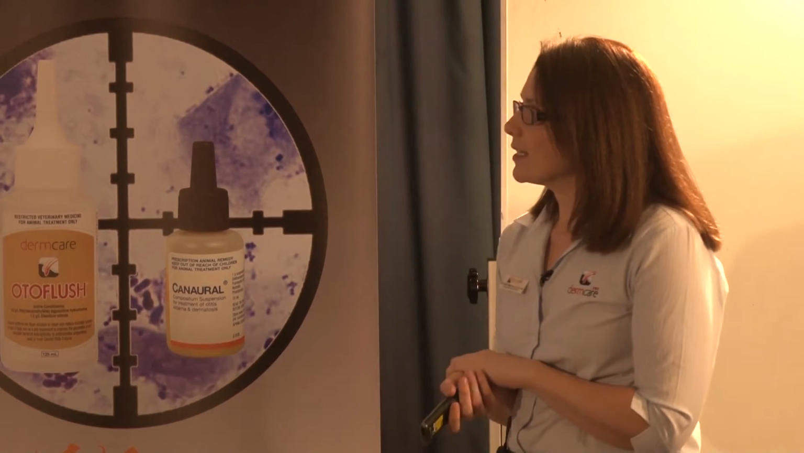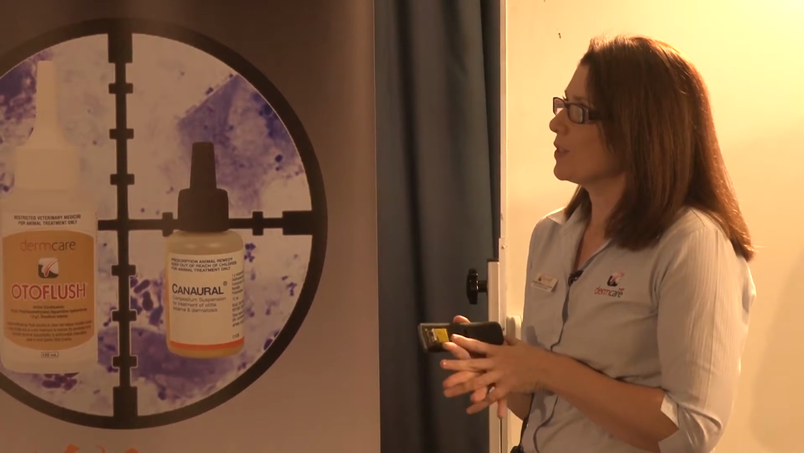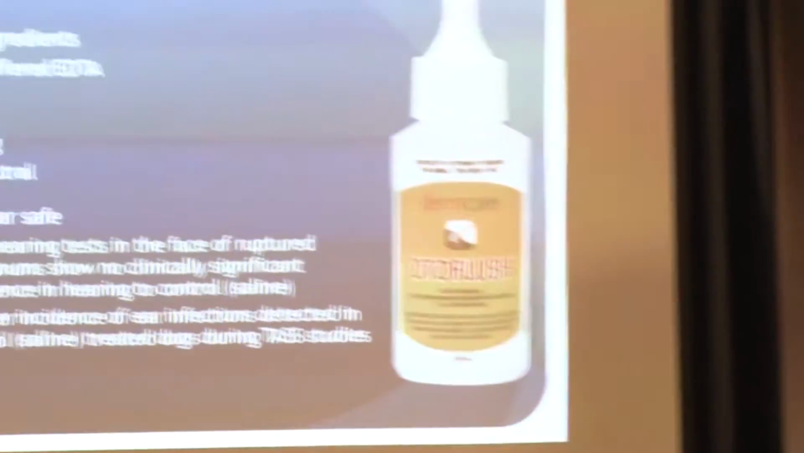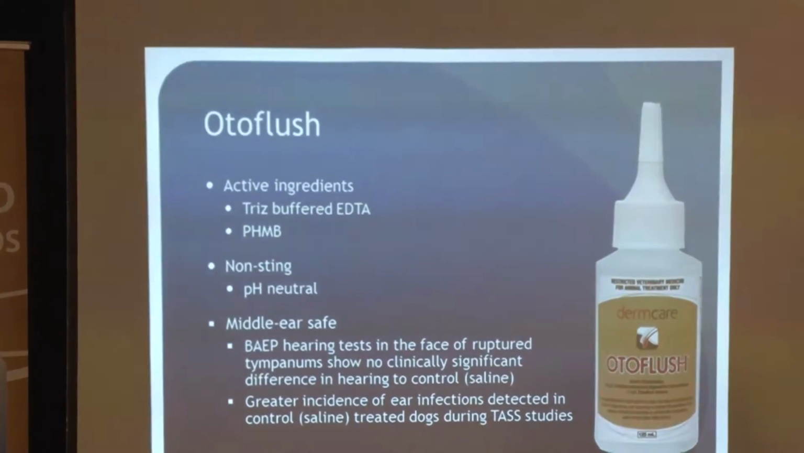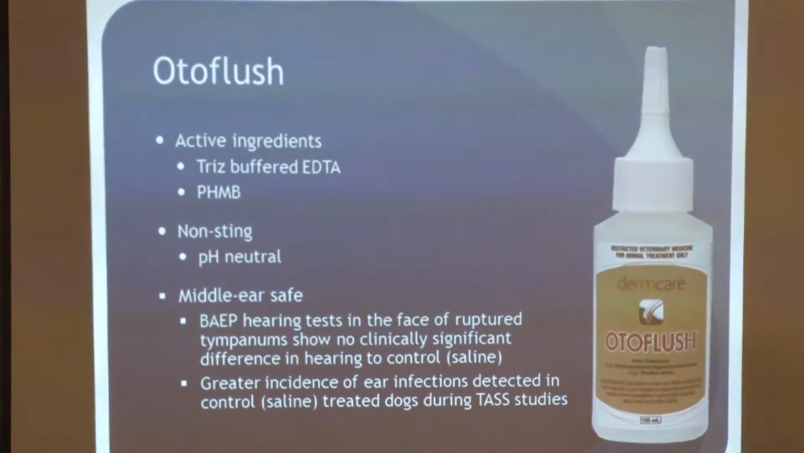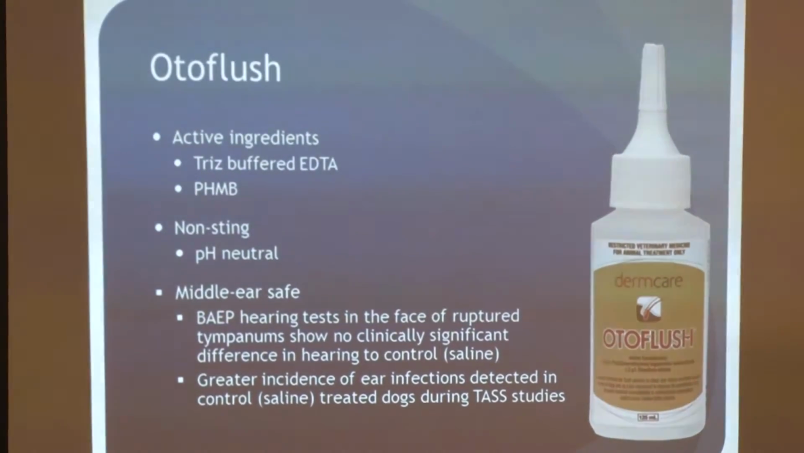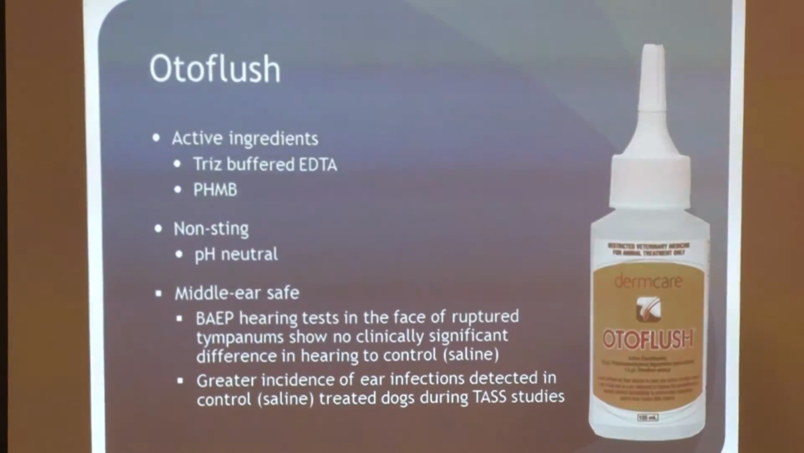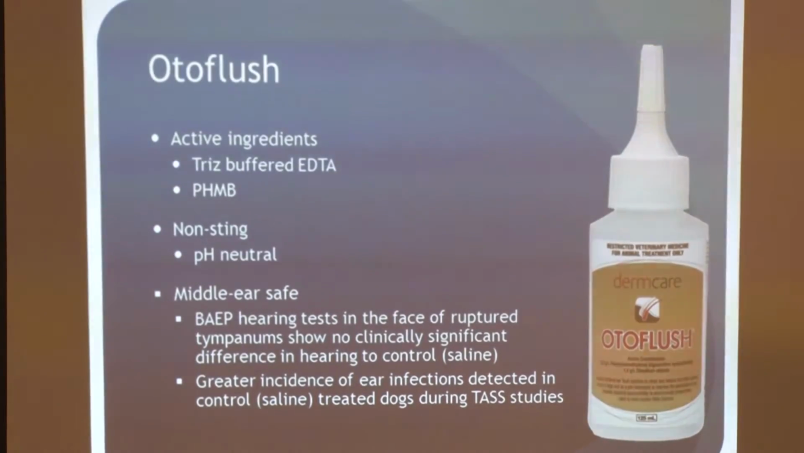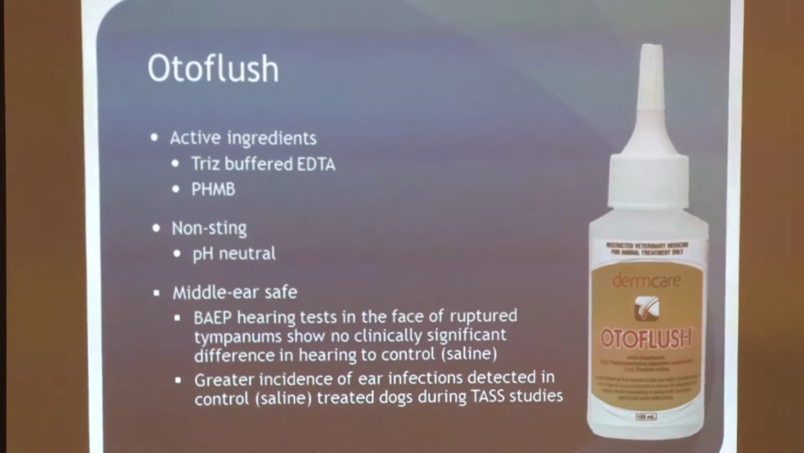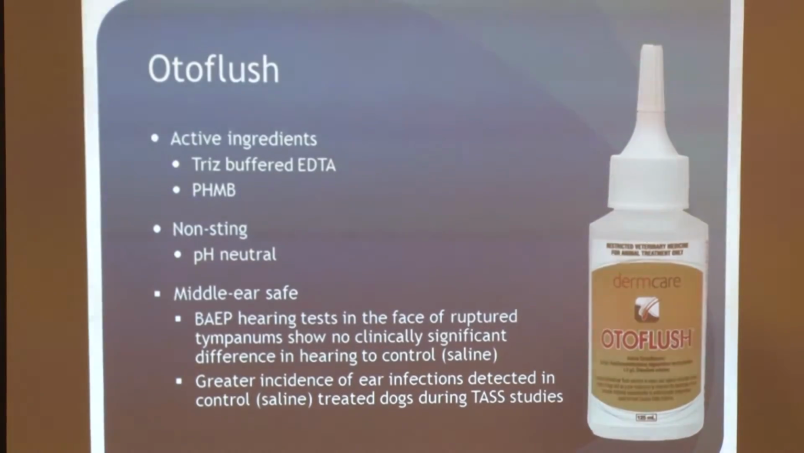And our most recent product to come to New Zealand is our Otaflush ear flush. Otaflush is a lot more than just an ear cleaner. So it does contain tris-buffered EDTA and an antiseptic called PHMB, which has a great spectrum of activity and is very gentle on inflamed tissues. You might have heard of tris if you've ever had to deal with a resistant Pseudomonas infection, and the recommendation comes back from the lab to pre-treat the bacteria with tris.